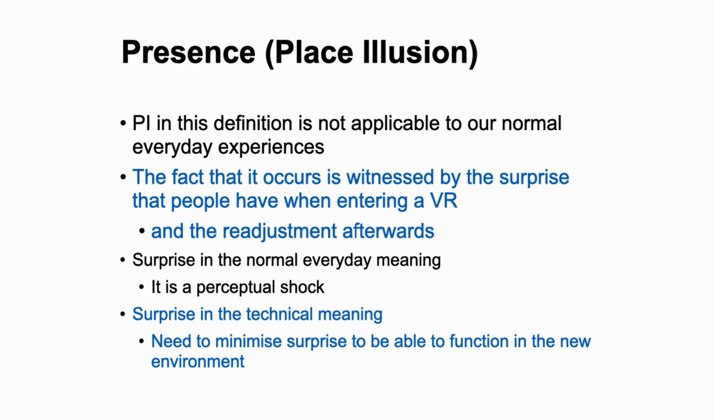So in this definition, place illusion is not applicable to our normal everyday experiences. The fact that it occurs is witnessed by the surprise that people have when they put on the head-mounted display and suddenly they're somewhere else, and then they make adjustments to their perception afterwards. So they get surprised, where I mean surprised first of all in an ordinary everyday meeting.